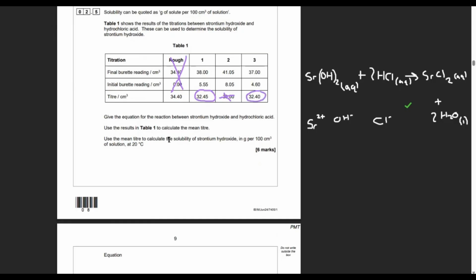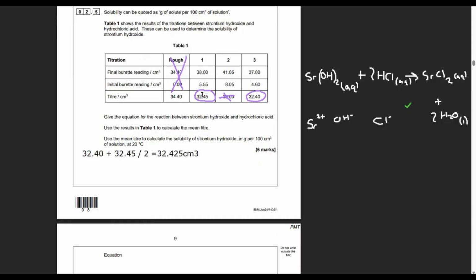So the mean titre is going to be 32.40 plus 32.45, and then divide by 2. I'm writing in white on a white page, that is just dumb. So what does that give us? 32.40 plus 32.45 divided by 2 gives us 32.425. And that's in centimetres cubed. Right, we've got the mean titre.